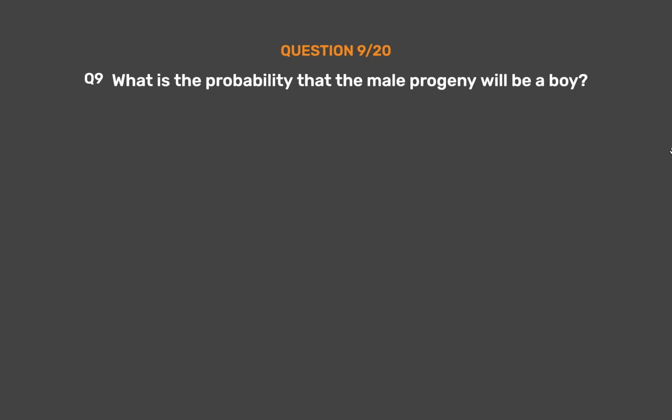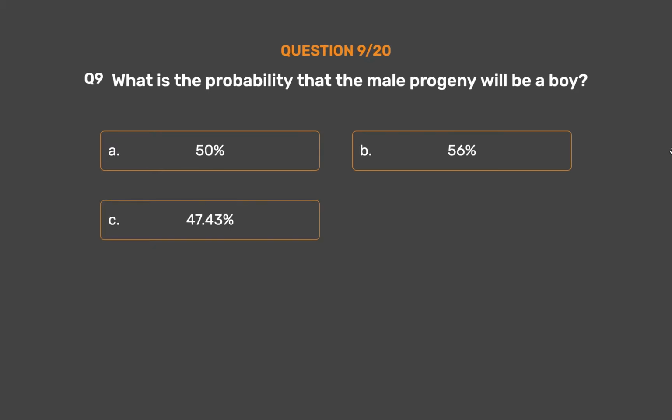Question number 9. What is the probability that the male progeny will be a boy? Option A. 50%. Option B. 56%. Option C. 47.43%. Option D. It varies.